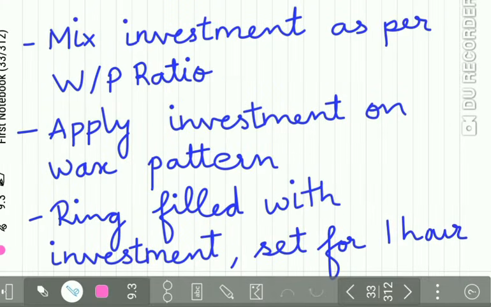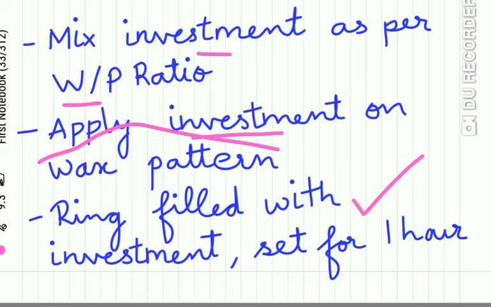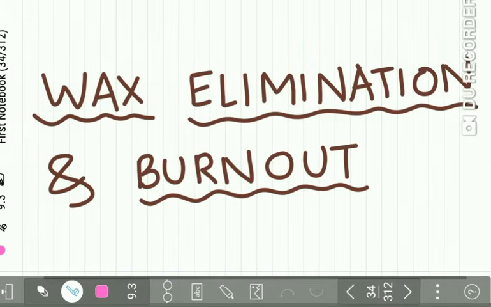Then, the mixing of the investment material is done using the proper water powder ratio. After that, a small amount of investment material is applied with the help of a brush on the wax pattern. Then, the ring is filled with the remaining investment material. It is then allowed to set for an hour.